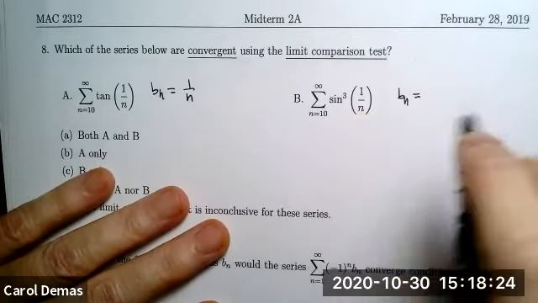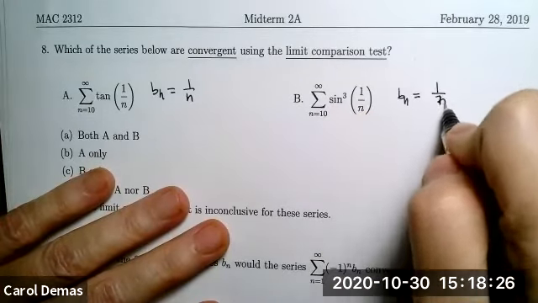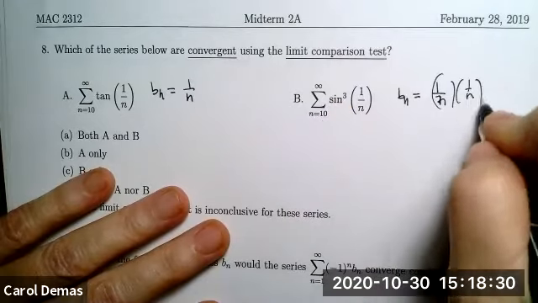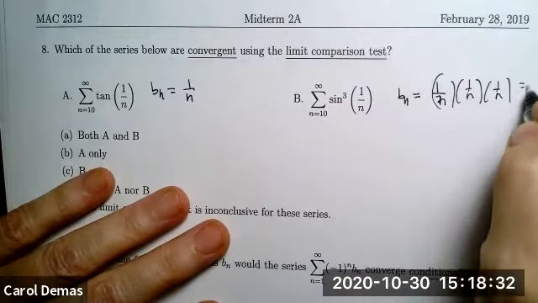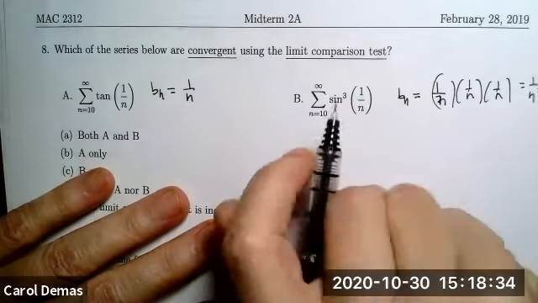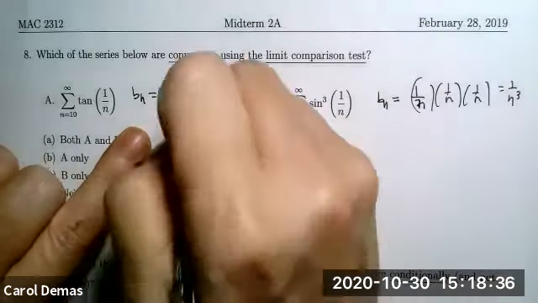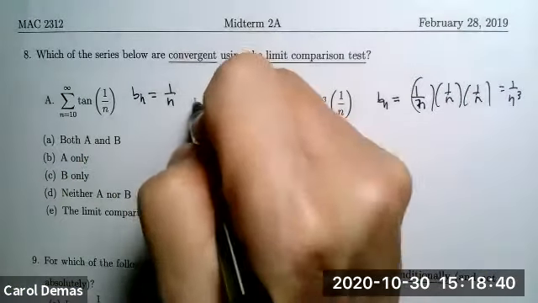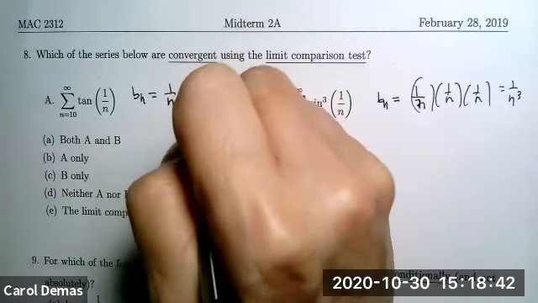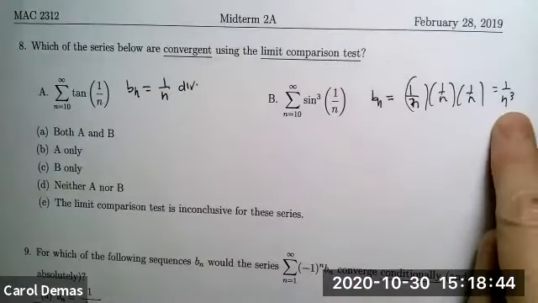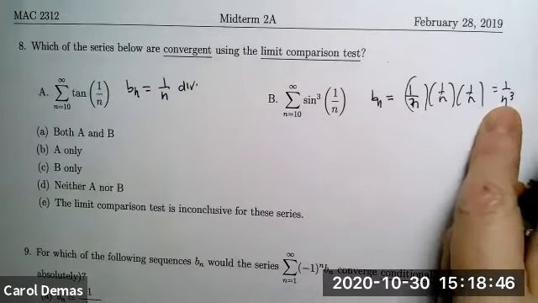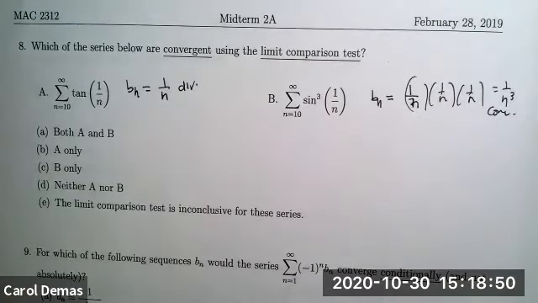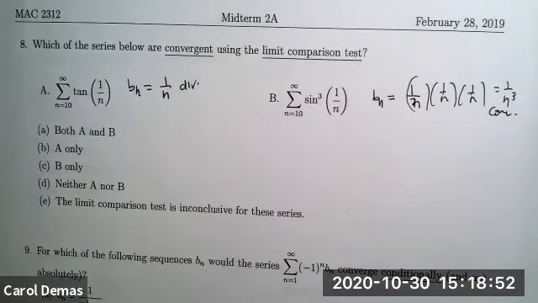1/n². Right. It's not just 1/n, but we have sine cubed, so it's going to be 1/n times 1/n times 1/n, which is 1/n³. Now, we already know that this one diverges. And this one does what? Converges. Okay, now let's do limit comparison.